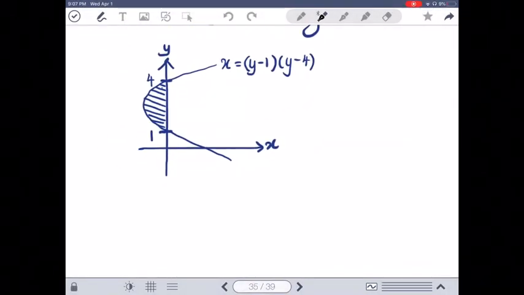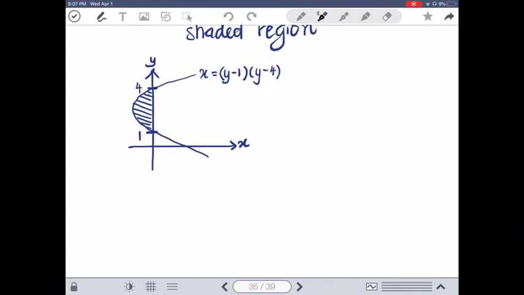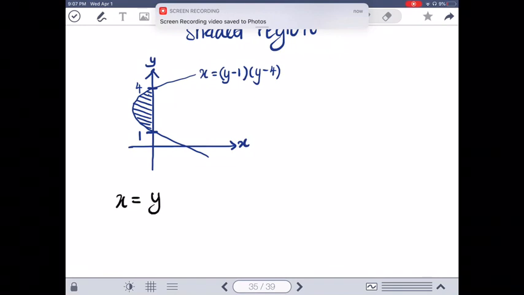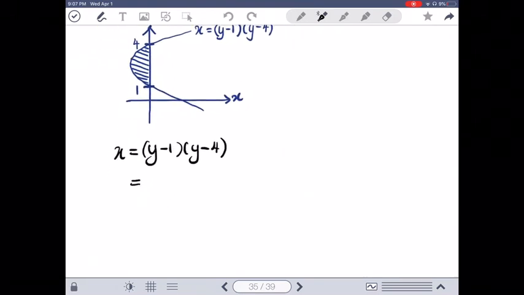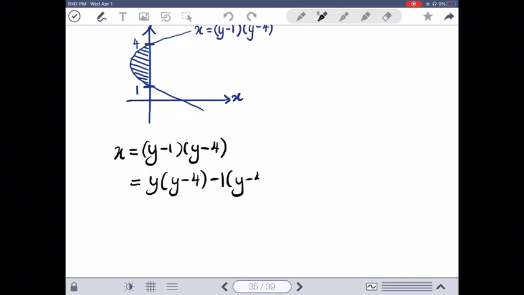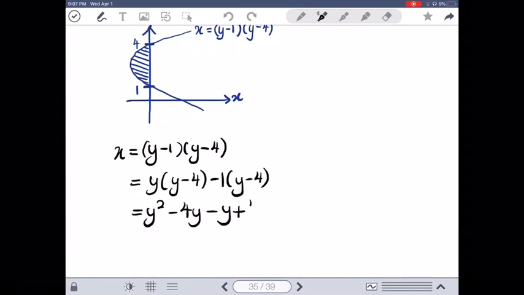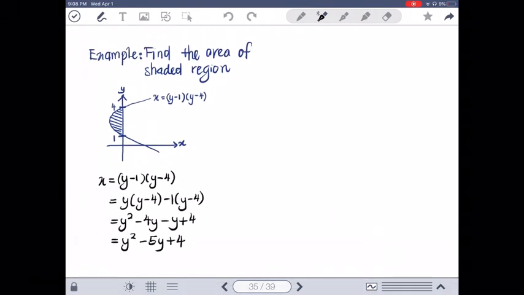Okay, let's try another question. So we have x equals y minus 1 times y minus 4. So what you need to do here, you need to first expand both of these, which is equal to y times y minus 4 minus 1 times y minus 4, equals y squared minus 4y minus y plus 4, equals y squared minus 5y plus 4.